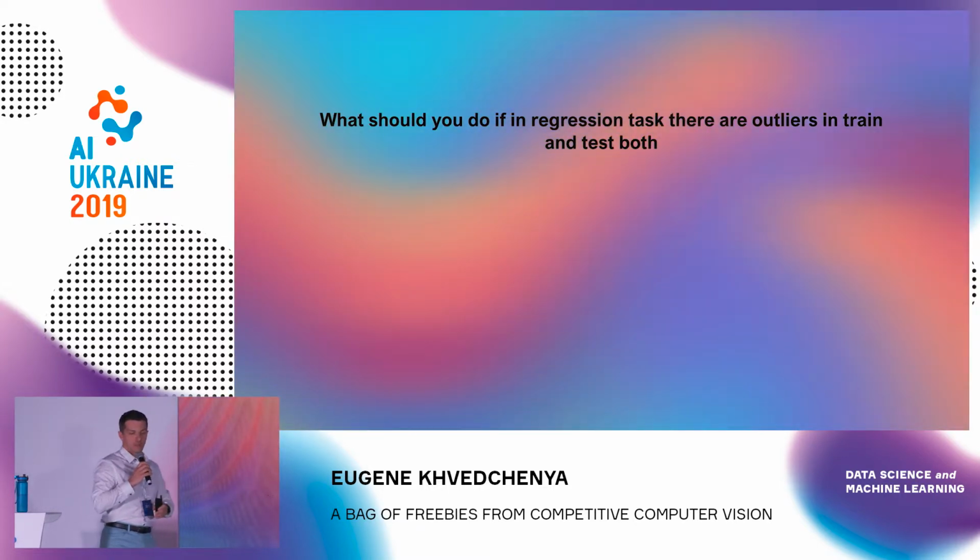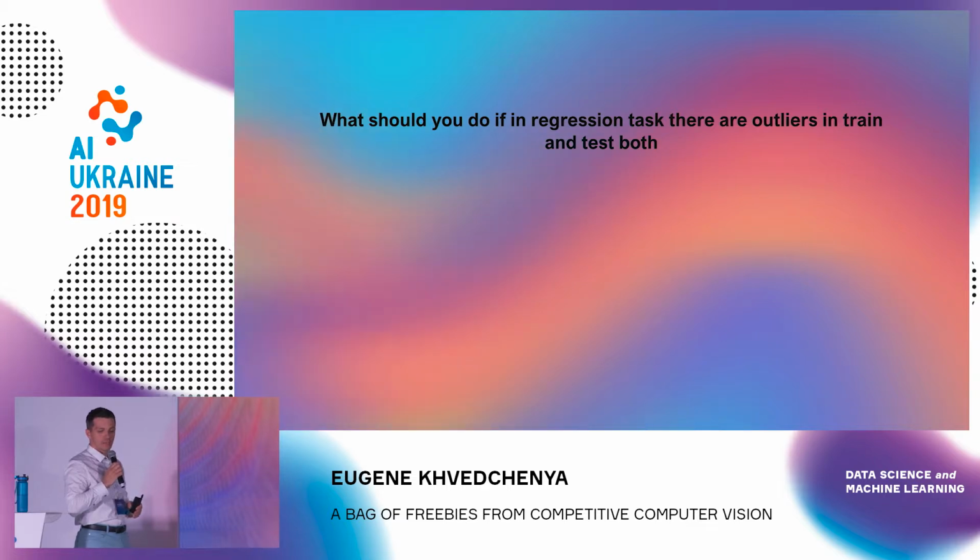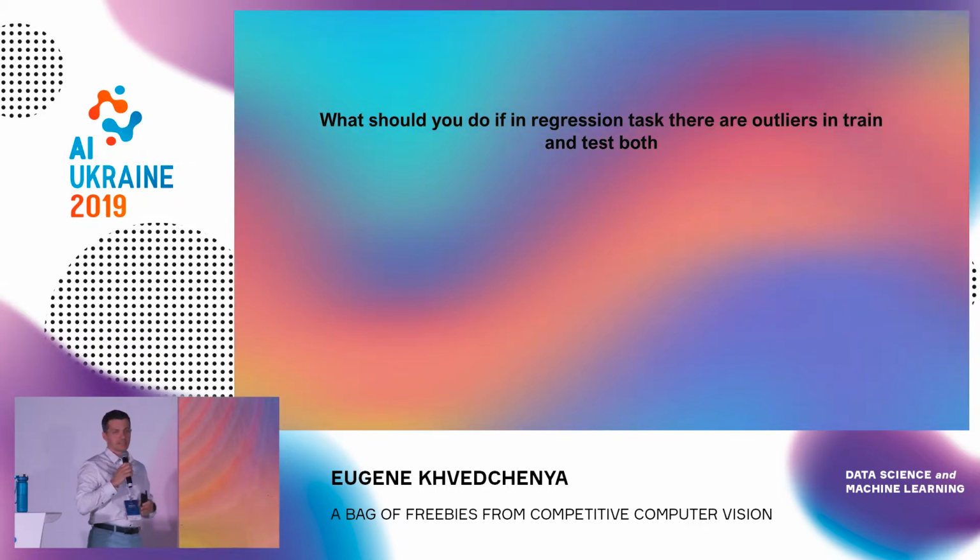Okay, yeah, I will read the question. What should you do if in a regression task there are outliers in train and test both?